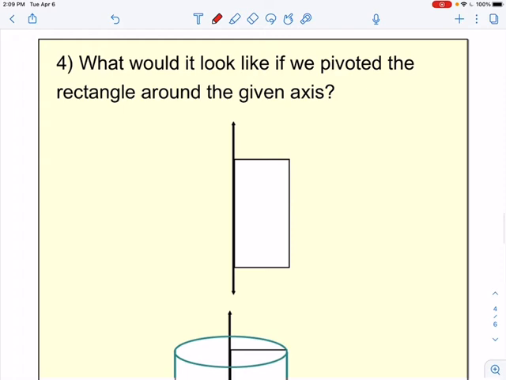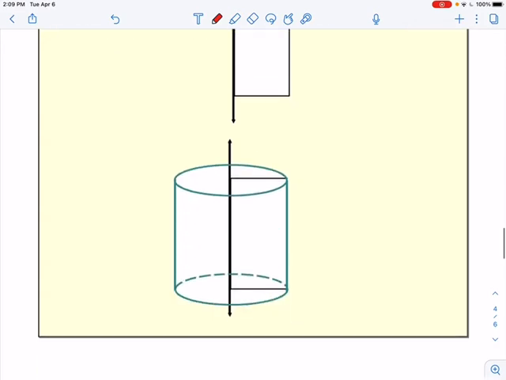Okay, what would it look like if we pivoted the rectangle around the given axis? So think about a piece of paper attached to a pen, and you're just going to spin that piece of paper around. What would it look like? It would end up looking like a cylinder. Sometimes the hardest part about this section is visualizing what's going on. That's the hardest thing because we're using a two-dimensional space. Your computer screen, your phone, wherever it is that you're watching this, is two-dimensional, and we're using it to describe something that's 3D. So that's always a challenge.